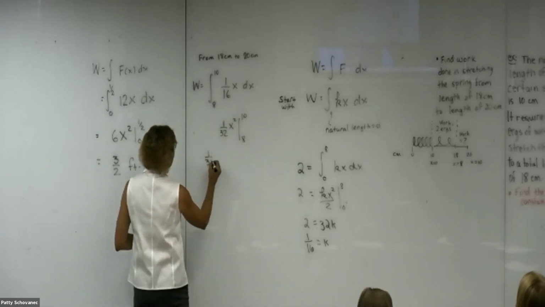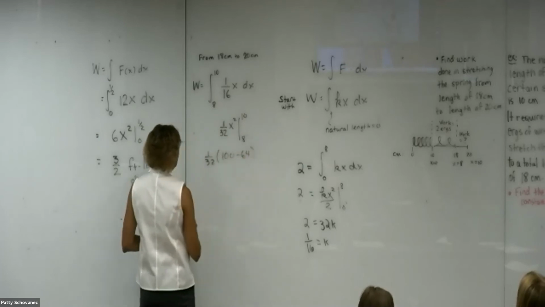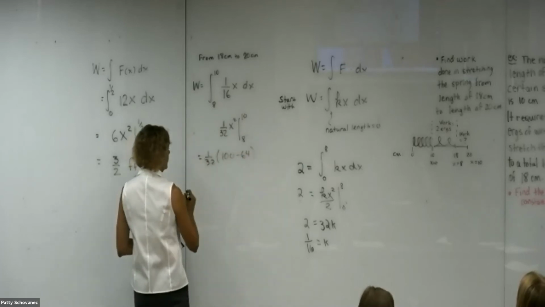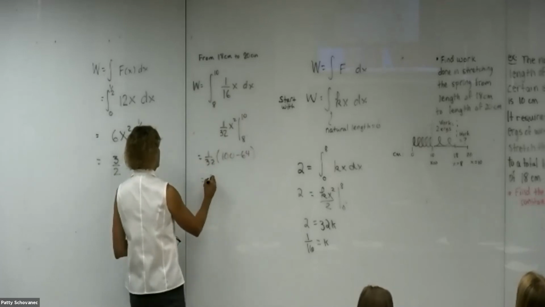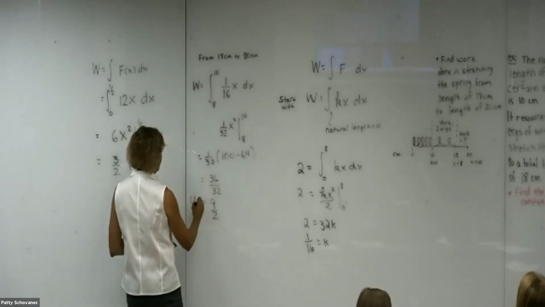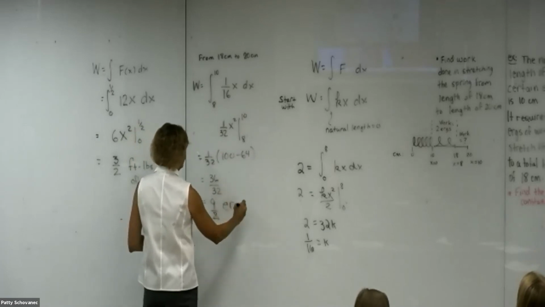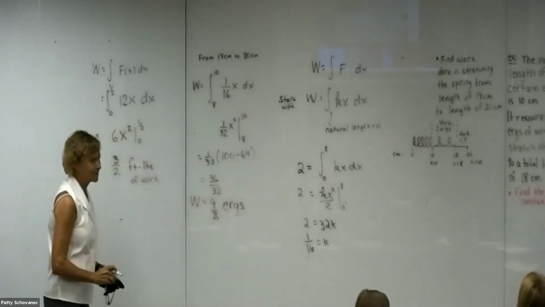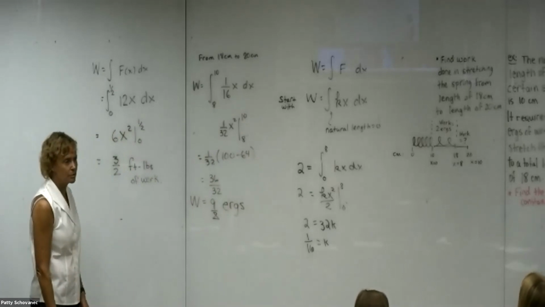So I have 1 over 32 times 100 minus 64. 100 minus 64 is 36. 36 divided by 32 is 9/8. I have 9/8 units of work to get it from 18 centimeters to 20 centimeters.